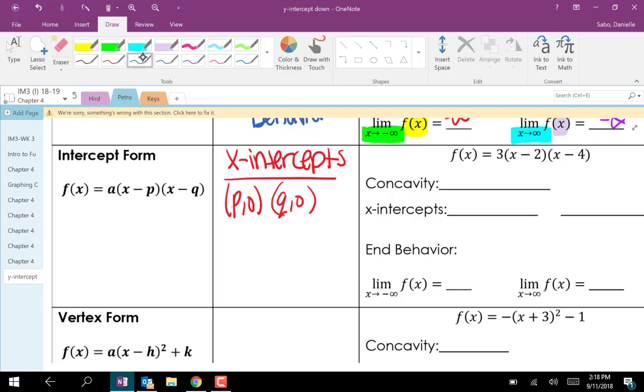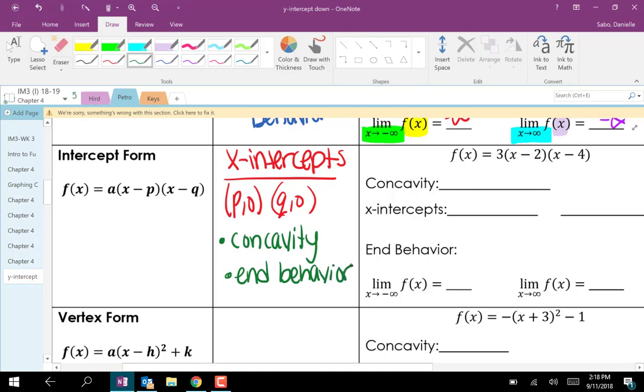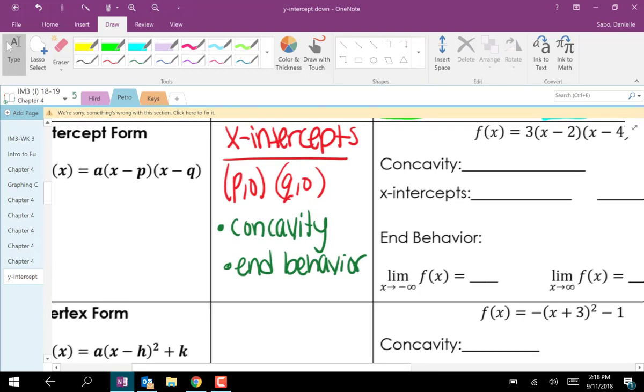Then you can obviously find your concavity. You can always find it, and your end behavior, always. So again, in red, the only thing that's unique to this function is knowing where your x-intercepts are. And once we get past this chart, we will fly. That's kind of just getting used to it.